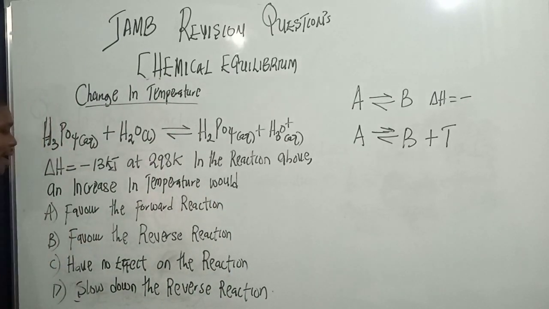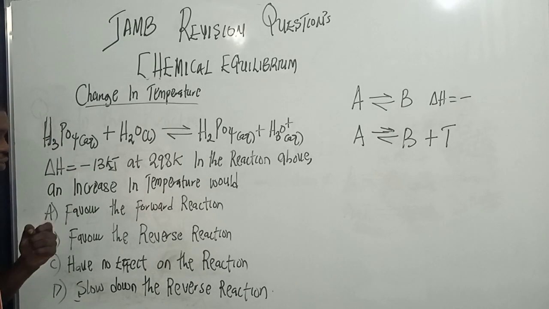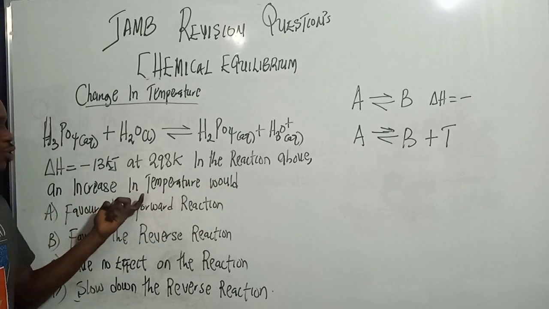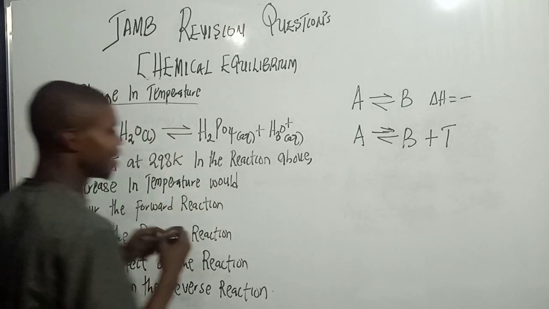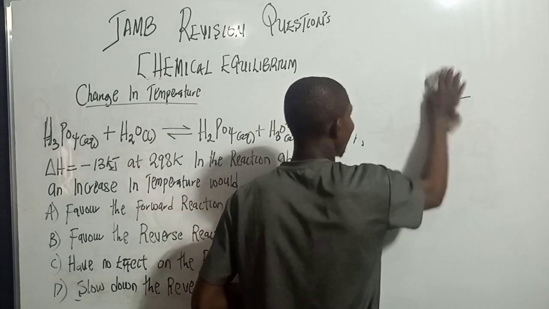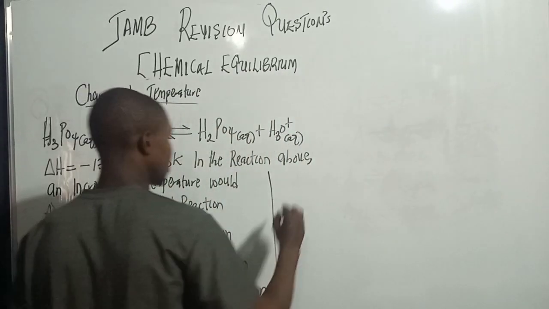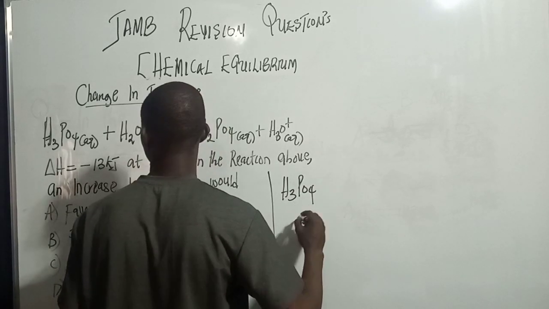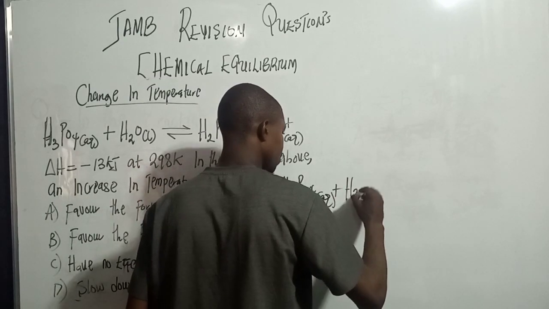So now look at this one here. Delta H is negative 13 kilojoules, right? So in this reaction above, an increase in temperature will do what? If I write this reaction again, here I have H3PO4 aqueous plus H2O.